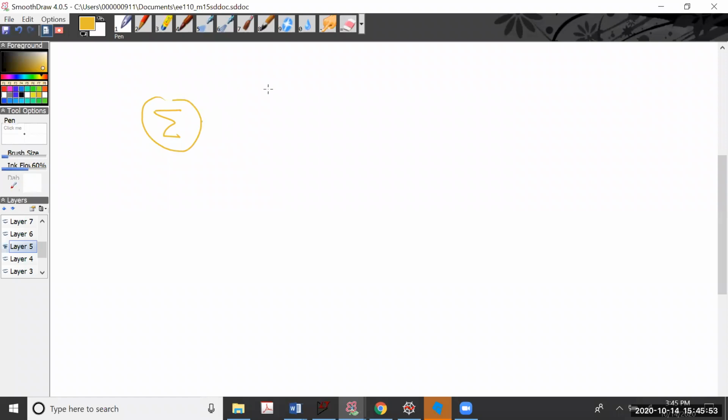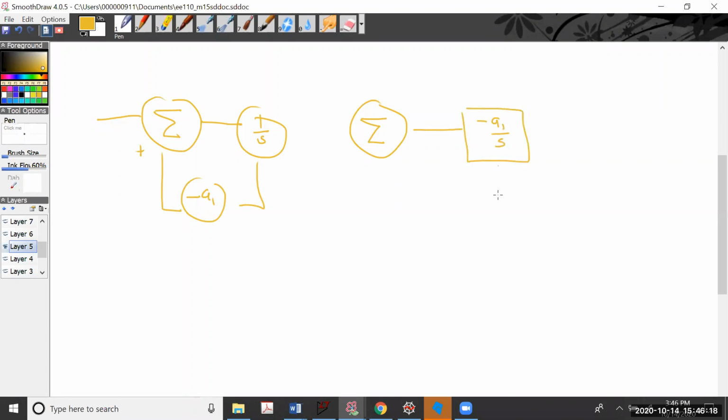So we have the summer. We have 1 over S minus A1 plus. Okay. Well, then this becomes, we still have the summer, which is that op-amp circuit, but it's actually minus A1 over S. And then my feedback is plus 1. And then I just add it in that way.